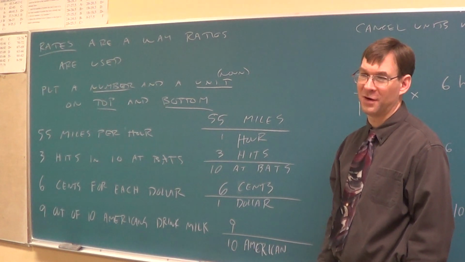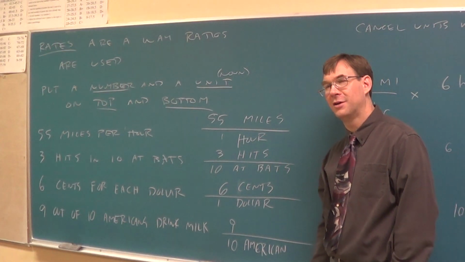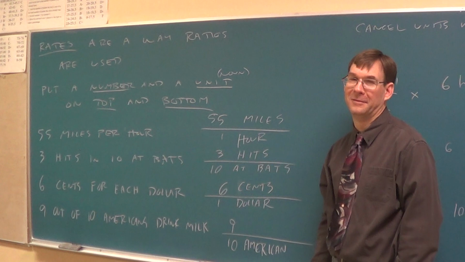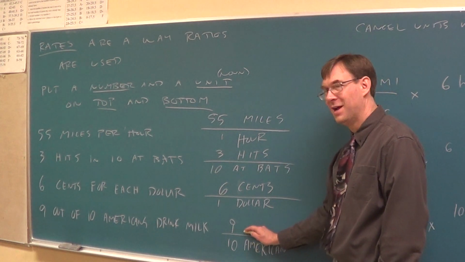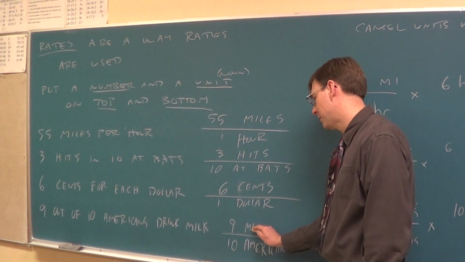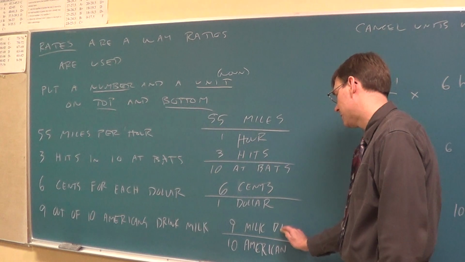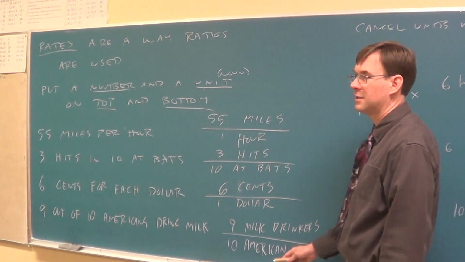Now this became more of a grammar question. What would you call a person who drinks milk? Milk lover. Well, it's warmish. A milk drinker. So there's 9 milk drinkers for every 10 Americans. Don't get too hung up on that one.